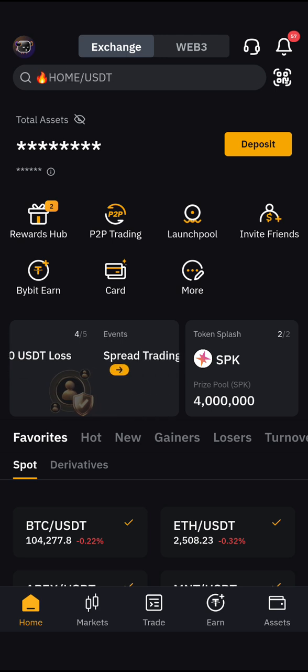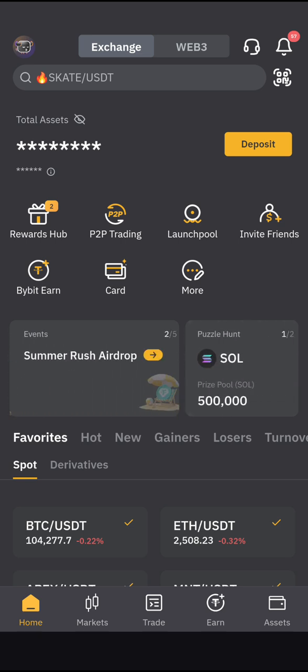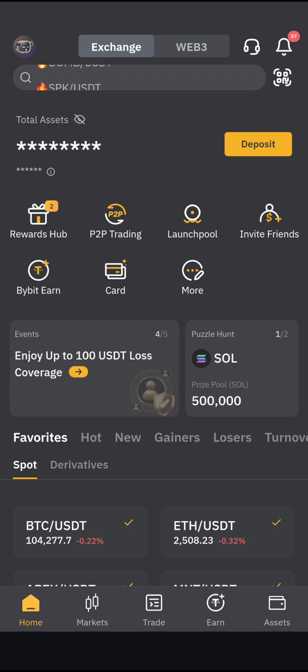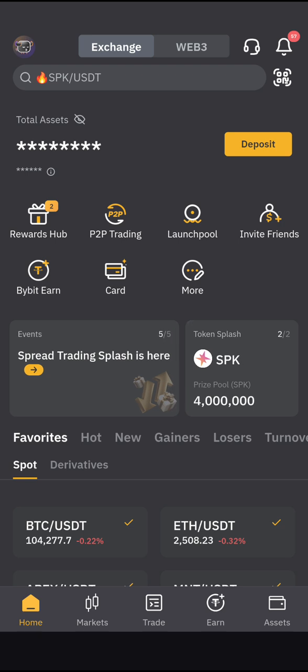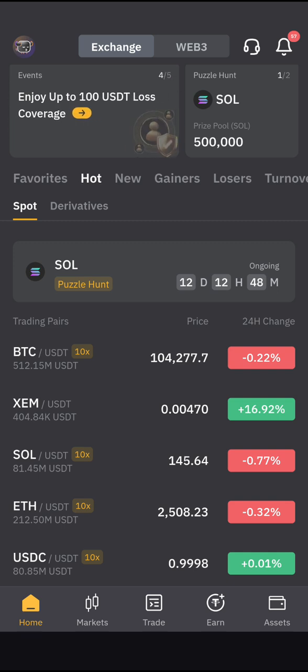As you can see, if you have some USDT, all you need to do is navigate yourself to this very place. You can see Favorites right here, you can see Hot here, you can see New here, you can see Gainers, you can see Losers, and you can also see the Turnover. So which one exactly do I want to look at today? What I'm going to look at today is the Hot.